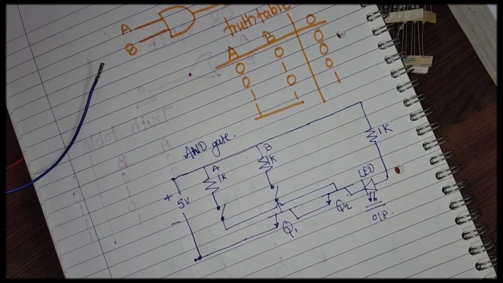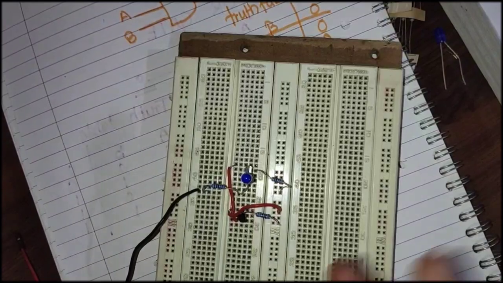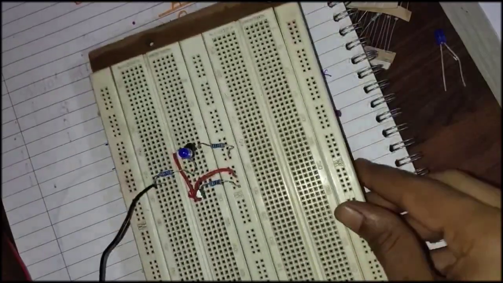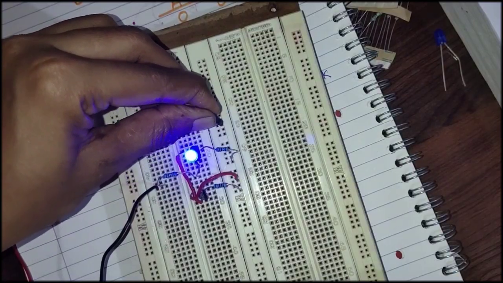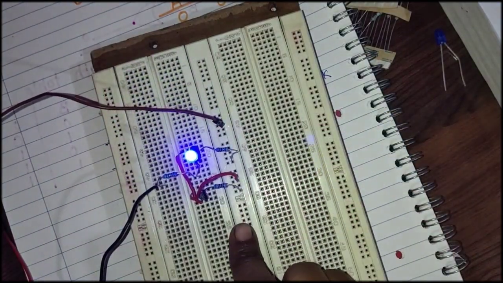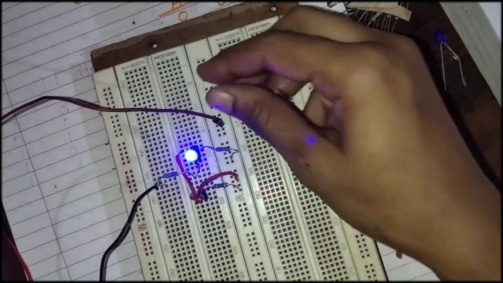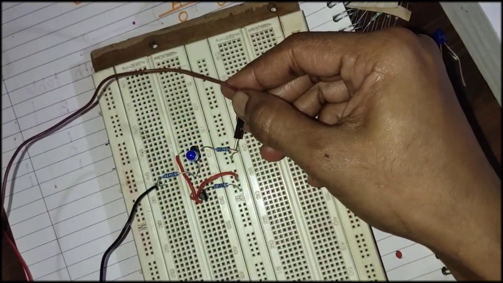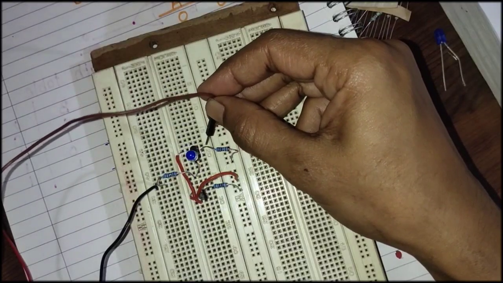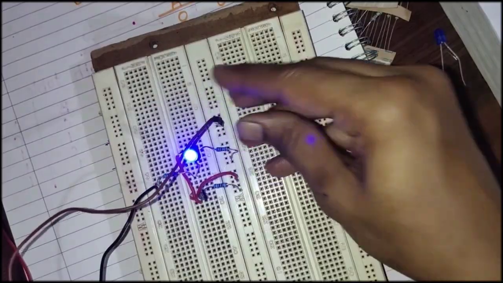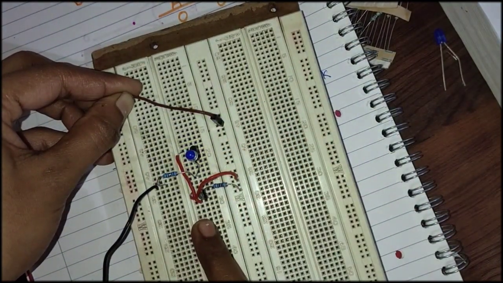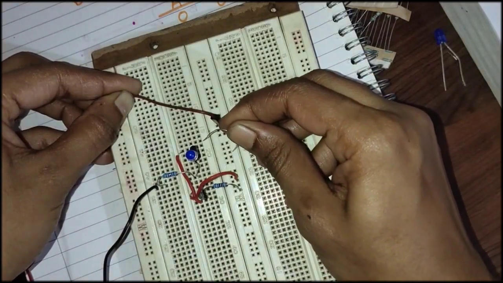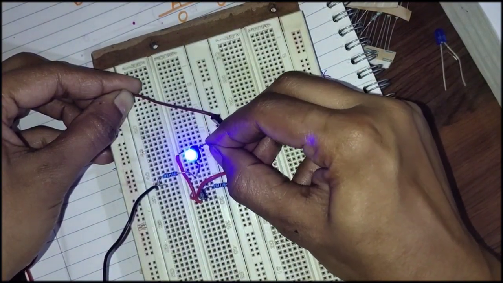So let's implement the same circuit. This is how the connection is. Here we have connected the circuit like this, and now I'm giving the input. If I'm giving input to both the transistors, if both are high, I'm getting output as high. But if I'm giving input to transistor 1 only, VCC is going through one transistor, so A is high and B is low, and that time I'm not getting any output.